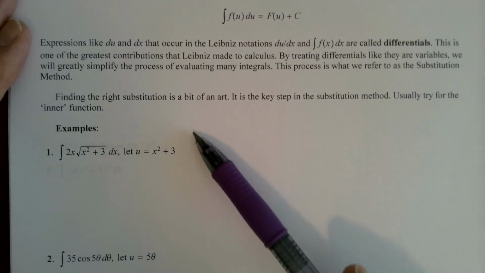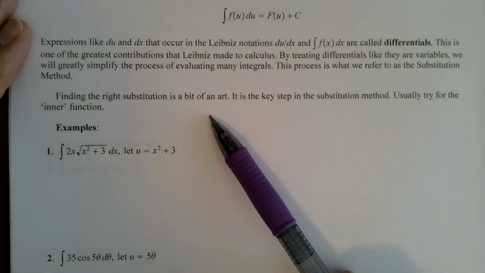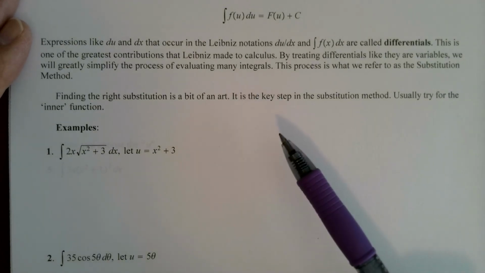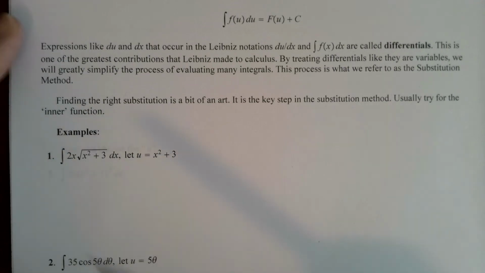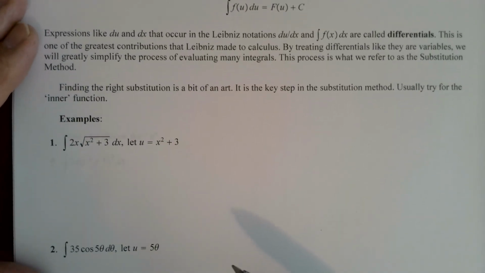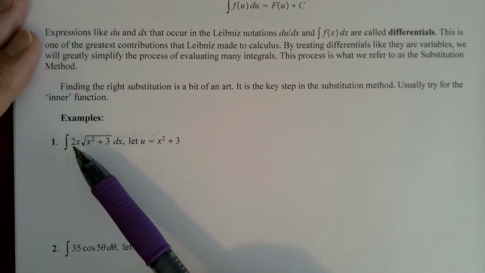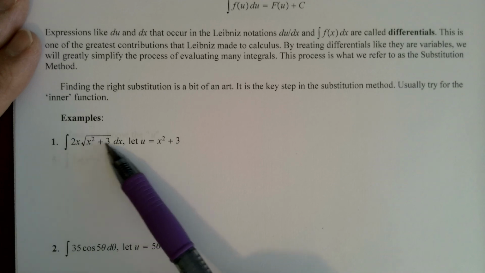It is, as it says, a bit of an art, but for the ones we're going to see, the key is to find the inner function and let that be your u. In this case, I'm going to let the letter u. First several examples, we give you the u. So here I'm looking at the integral of 2x times the square root of x squared plus 3.